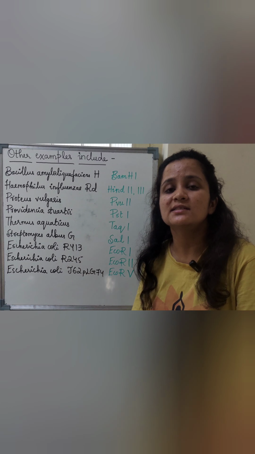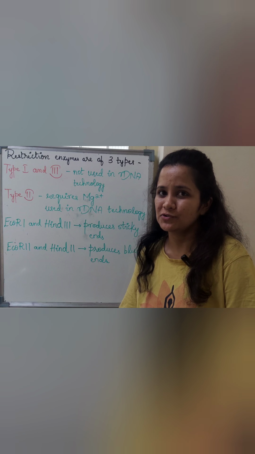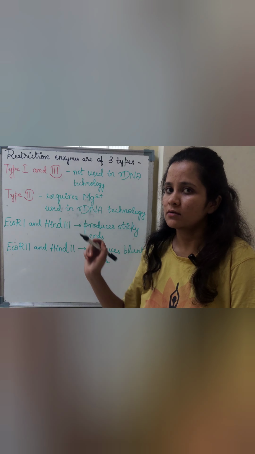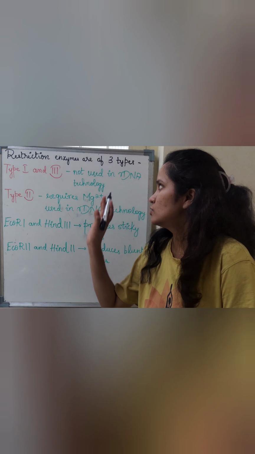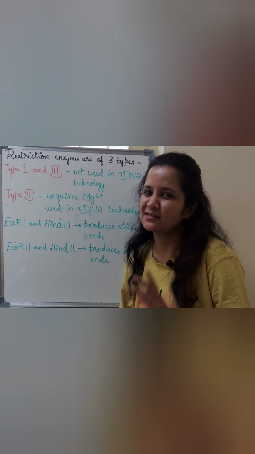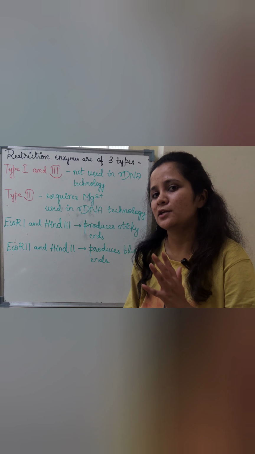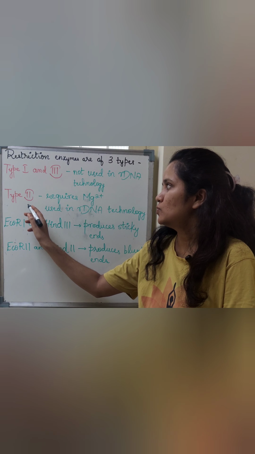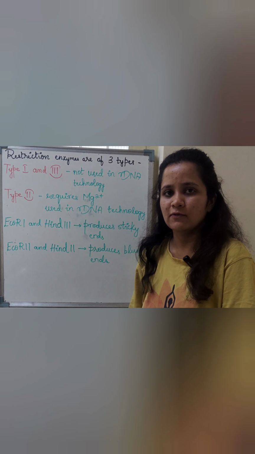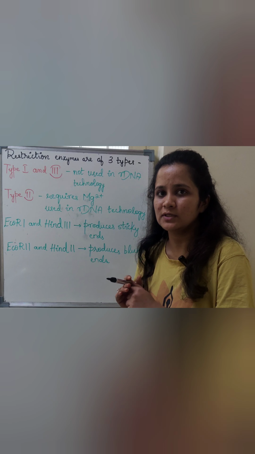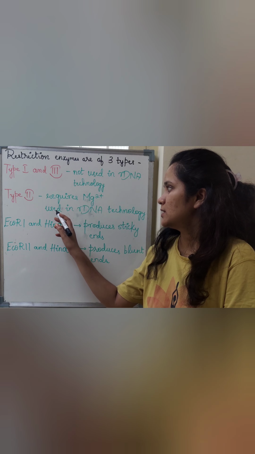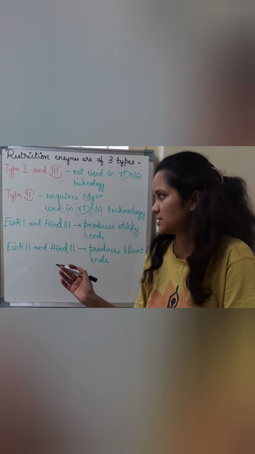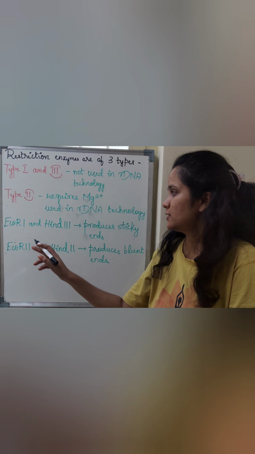This is how restriction enzymes are named. Usually restriction enzymes are of three types. Type 1 and 3 we can't use in rDNA technology, so I don't want to deal with them in detail and scratch our heads. It's better we get into the one which we use in rDNA technology. Type 2 requires magnesium for its activation so that it can do its restriction job. Apart from that, it is used in rDNA technology. So they might ask this as an MCQ. This is very important.